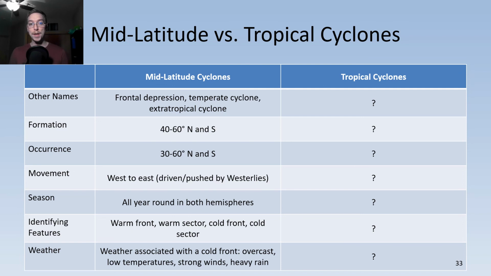Their movement is west to east, driven and pushed by westerly winds. They occur all year round in both hemispheres. Their identifying features are a warm front and a warm sector with a cold front and a cold sector. And then weather associated with a cold front is overcast, low temperatures, strong winds, and heavy rain.